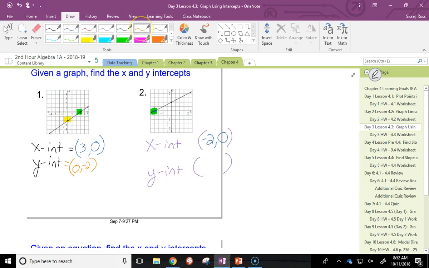0, 1. We know it's 0. And looks like we had to look at how they're going up. It would have been 0, 1. Remember, anytime I ask for the x-intercept, your y-coordinate is 0. If I ask for the y-intercept, your x-coordinate is 0.